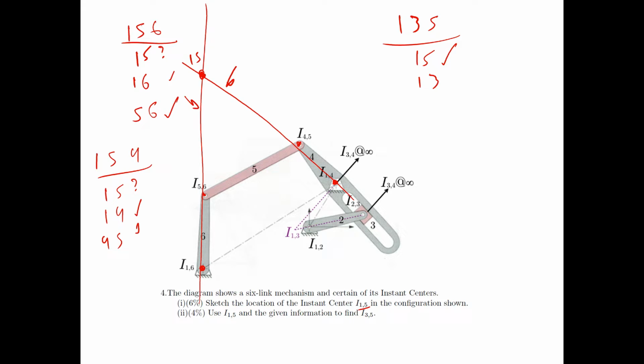1, 3 is given in this case. So I know that. And where did that come from? It came from Kennedy's rule. You'd use the other bodies to find 1, 3. But in this case, it's already given for you. So 3, 5, which is what I want.